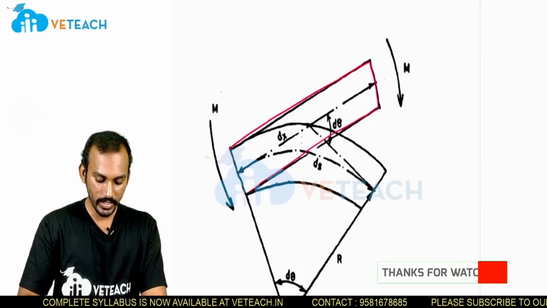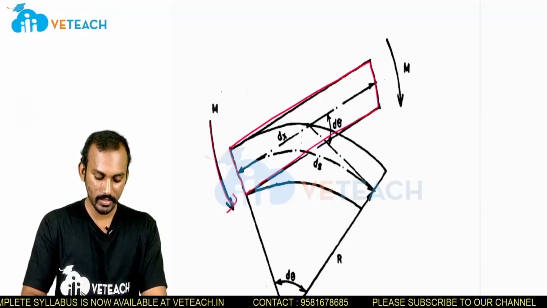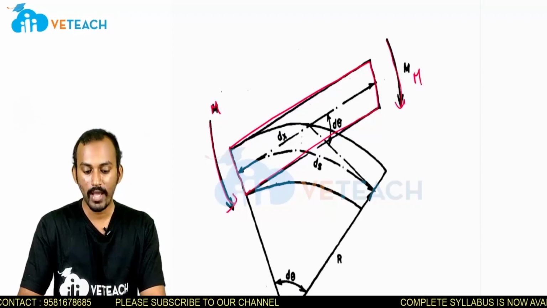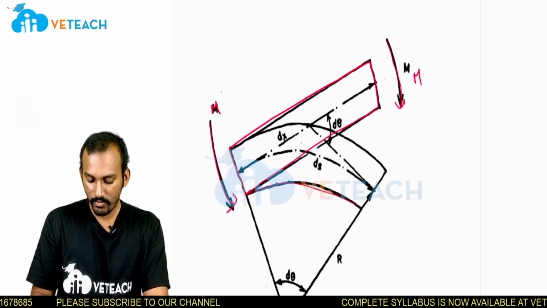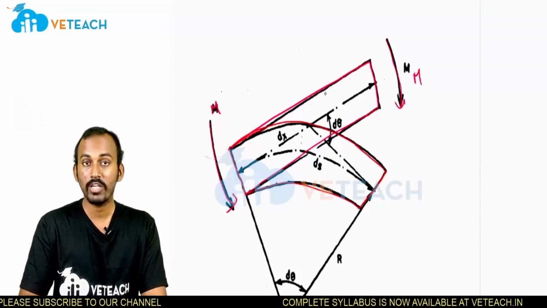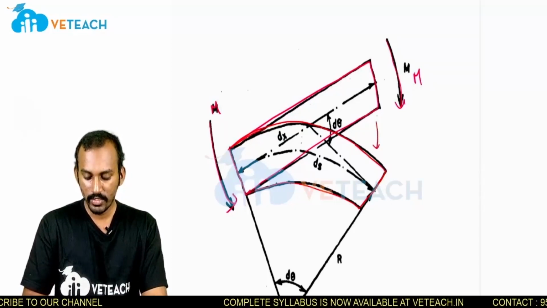So initially it is a straight one. Okay, but I am applying a moment m like this. On both sides I am applying a moment m. So because of this moment, what happened? Now this straight line, the straight curve has been converted into this circular arc. Okay, so this line is before the application of moment. After the application of moment, it has been converted into this shape.